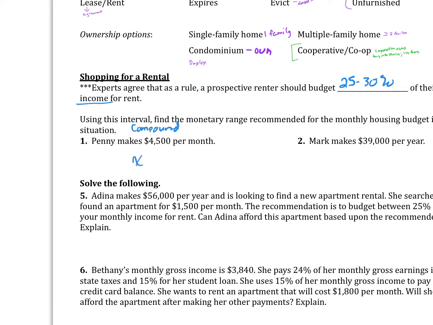So Penny should be spending approximately what amount of money? So 0.25 of this 4,500, what does that give us? 1,125. Okay, so Penny should spend somewhere between $1,125 up to how much? $1,350 is the most Penny should spend on rent for an apartment, right?